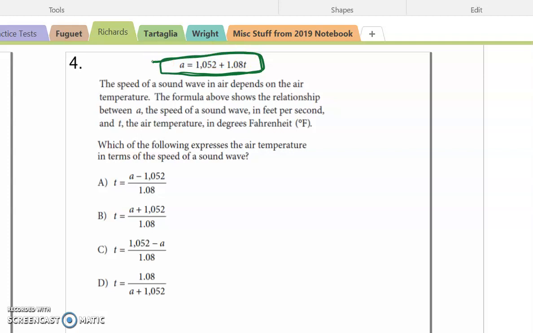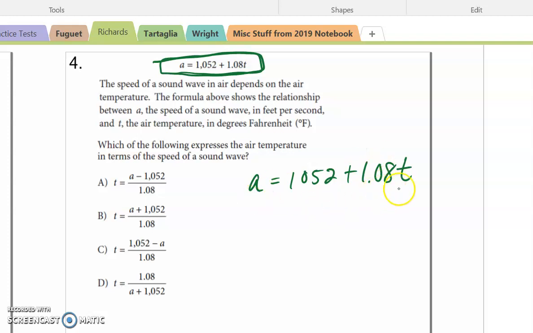It gives you a word problem, talks about relationships, and then it wants which of the following expresses the air temperature in terms of the speed of a sound wave. So one thing is maybe that doesn't make so much sense, but then you start to look at the answers and everything is in T equals. So one good part is I should know that I am simply just rearranging this equation to solve for the value of t, which I can tell from the answers. So that saves time instead of trying to guess what variable. I mean, there is only two variables, a and t.